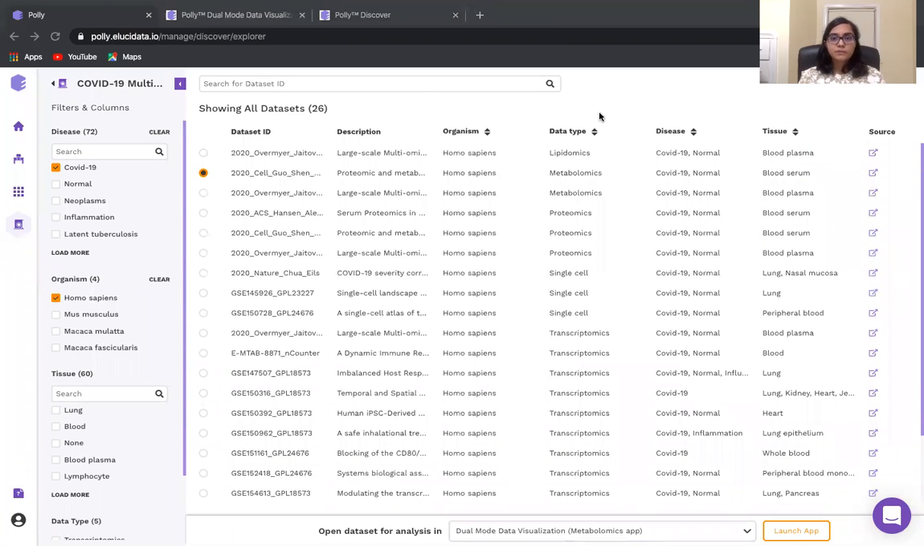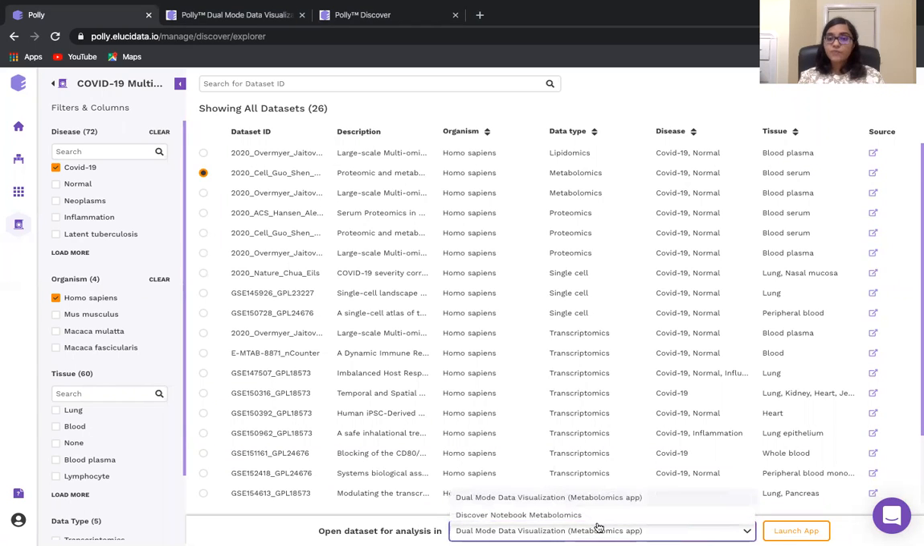And I will find a metabolomics data set, and this time I'm picking the second data set where the authors had measured proteomics and metabolomics on a cohort of healthy non-COVID-19 and severe and non-severe COVID-19 patients. So the process of opening a data set is the same. I will select a data set, and from the drop down, I will select which application I want to open these data in. Now this, as you can see, is dynamic.